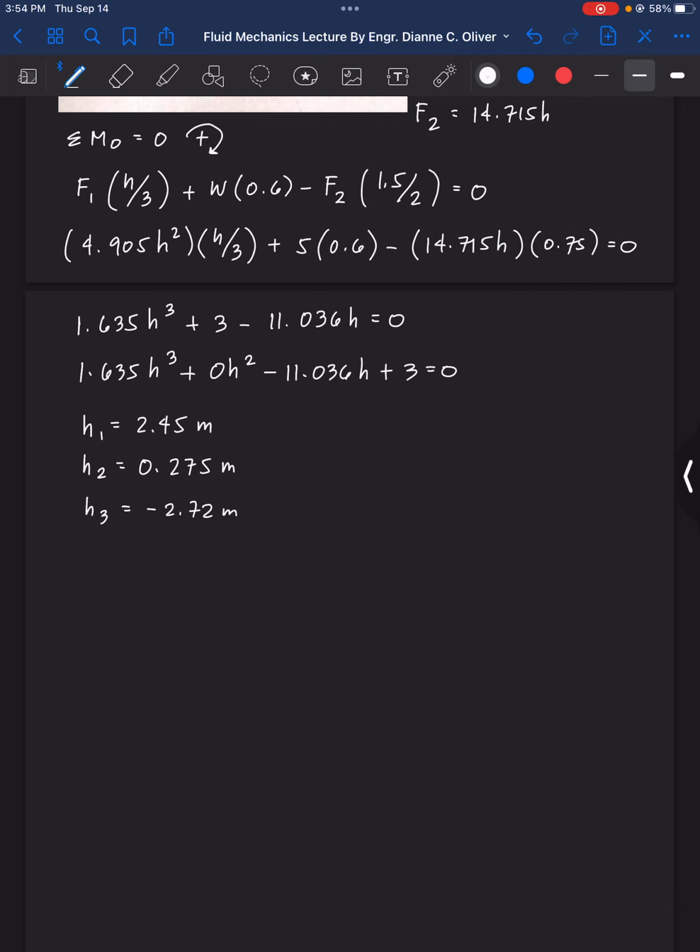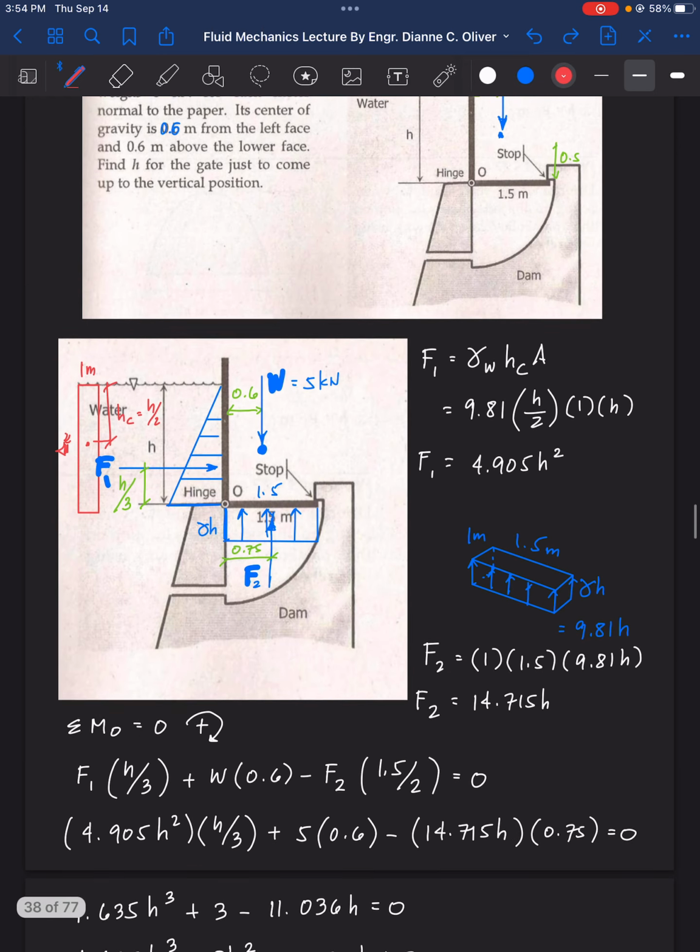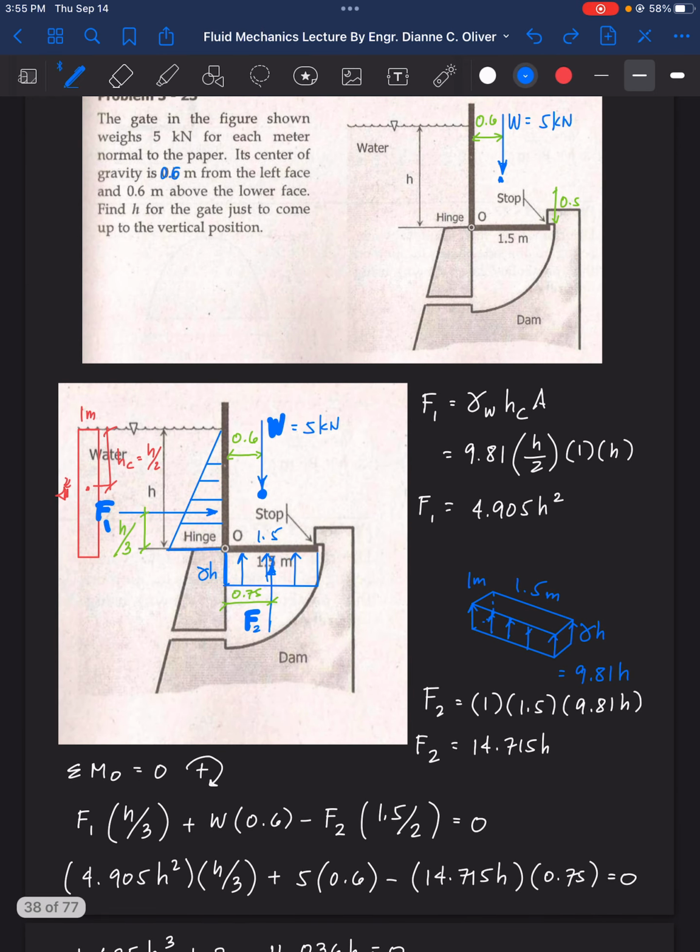So there are 3 values here. Obviously, we're not going to use the one with the negative sign. Now, which between these two is the answer? Let's go back to the condition. It says here, find the value of h for the gate to just come up to the vertical position. The word there is "just" to come up to the vertical position.